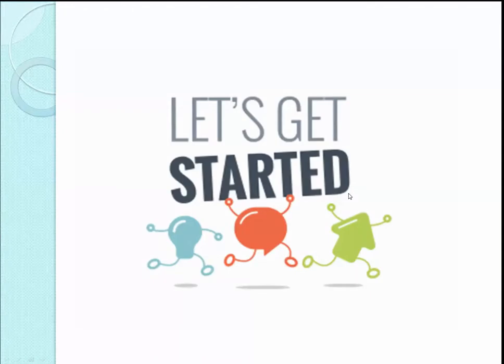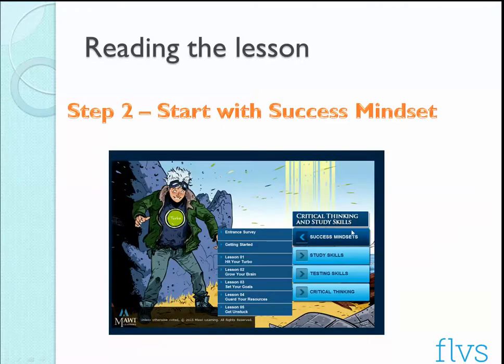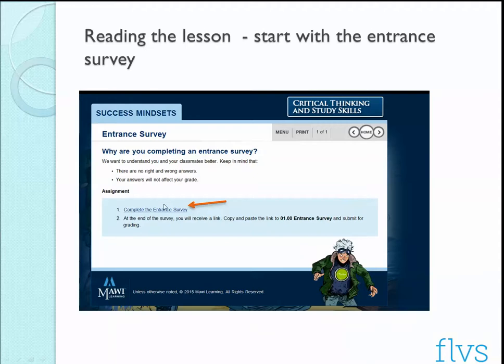So let me go ahead and help you get started in the actual class. So you want to start by clicking on the lessons, and here I am showing it to you in the condensed version. When you click on the lesson, you're going to start by clicking on Success Mindset. Notice you do have 4 sections here, 4 chapters. So Success Mindset, Study Skills, Testing Skills, and Critical Thinking. And within each chapter, you have different subsections. So you want to work in order. So start with Success Mindset and go ahead and click on the entrance survey.